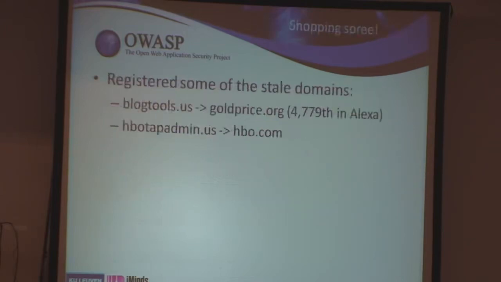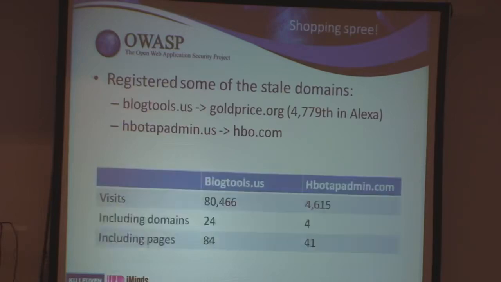So the next step of the team was: what if we just start registering some of those domains? What happens? For the purpose of researching this, they registered bugtools.us and hbo-tab-admin.us. They ran the service for 2 weeks just to see how many requests were coming in for JavaScript. It turns out that for the first one, in those 2 weeks, about 80,000 requests came in to fetch JavaScript from the page, and for the other one, around 4,000 requests. So it's actually real. Just by registering a domain that became stale over time, we can start serving malicious JavaScript to a whole bunch of users.